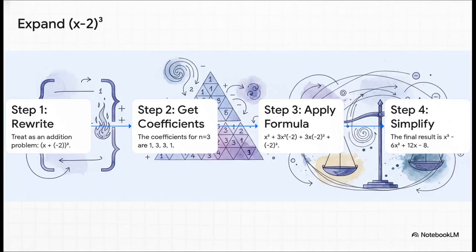So what about a binomial with a minus sign? This is a huge trip-up spot for so many students. The absolute key is to rewrite the problem. Instead of x minus 2, think of it as x plus negative 2. Now we can just use our pattern for n equals 3 from Pascal's triangle: 1, 3, 3, 1. But you have to be super careful with the negative signs when you simplify. A negative number squared becomes positive, but a negative number cubed stays negative. Get the signs right, and the rest just falls into place.